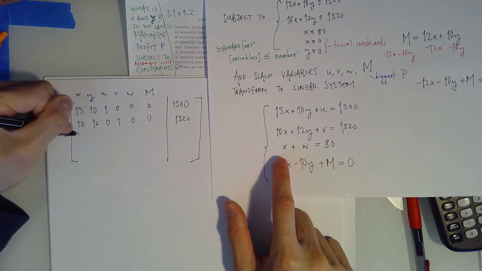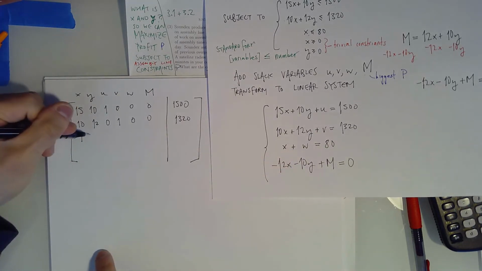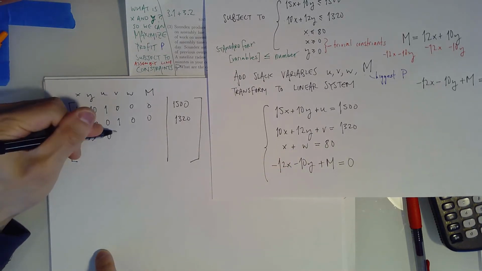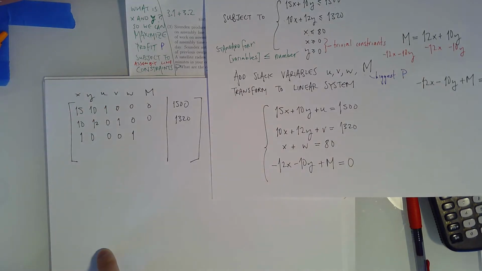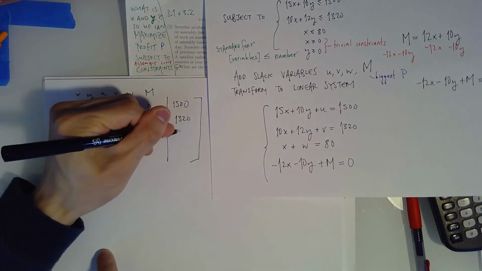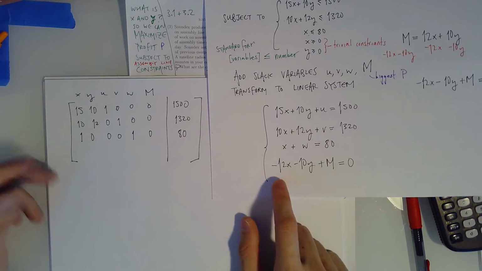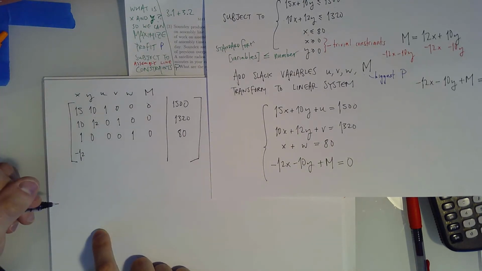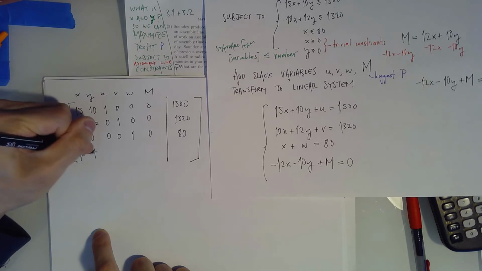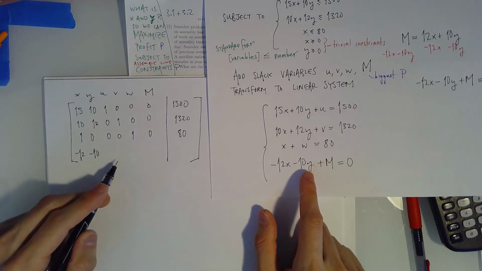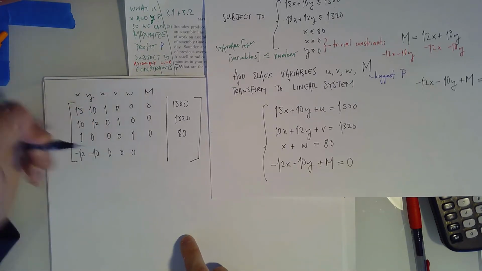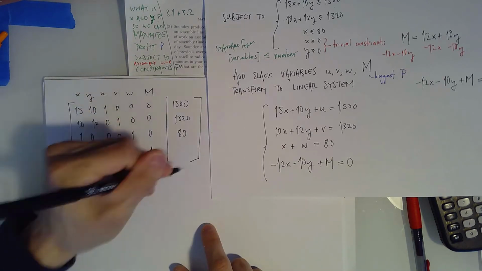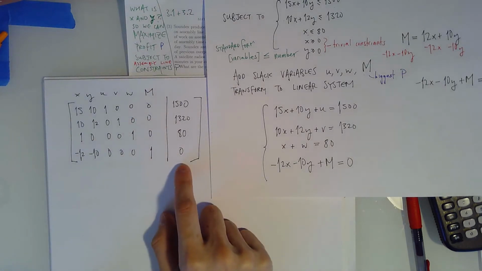Here you have 1 for X, 0 Y, 0 U, 0 V, and then 1 W, no M, and then 80. And then minus 12, minus 10, or negative 10, and then zeros for the U, V, W, and M has a 1 here, and then 0 right here.